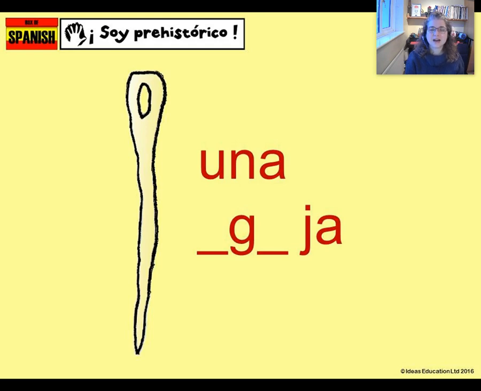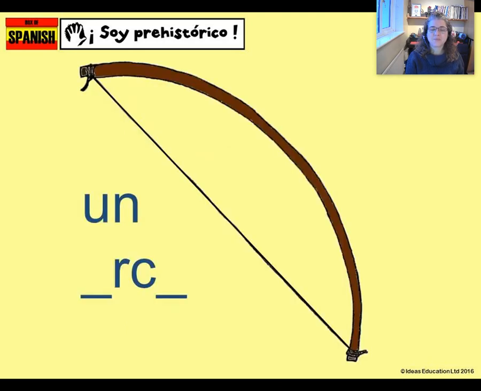Una aguja. Una aguja. Which vowels do you think need to go into this word? Una aguja. Let's have a look. Aguja. Una aguja. Let's go on to the next one.